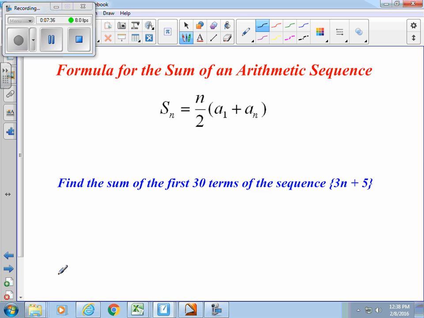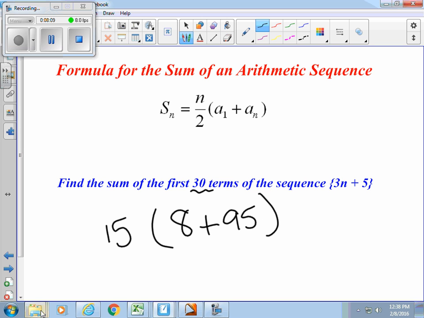So would n be 0 or 1? 1. What would it be in that? 30, because there are 30 n's, the number of terms. Looking at the sequence, you would plug in 1 into that and you would get 8. You would plug in 30 into that and you would get 95. And you'd multiply that by 15. So that's the sum of an arithmetic sequence formula.